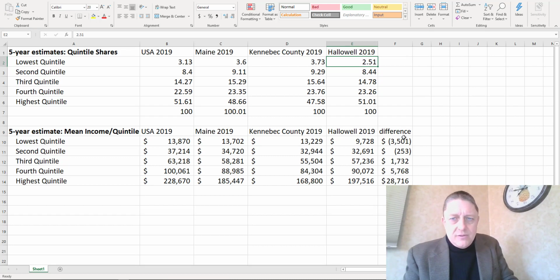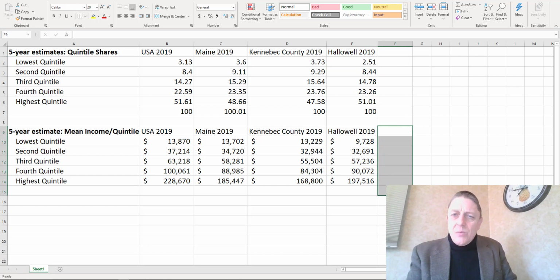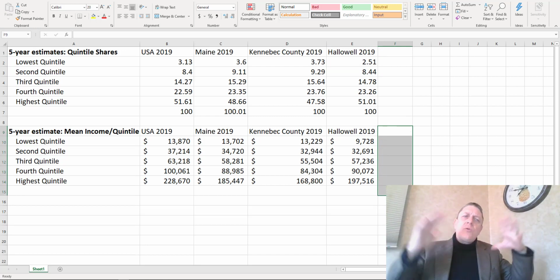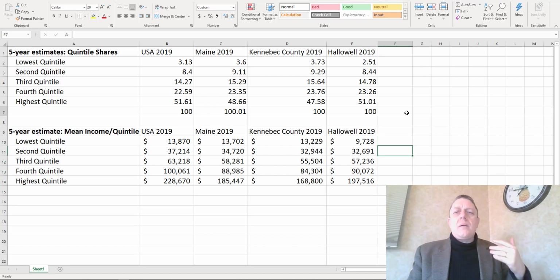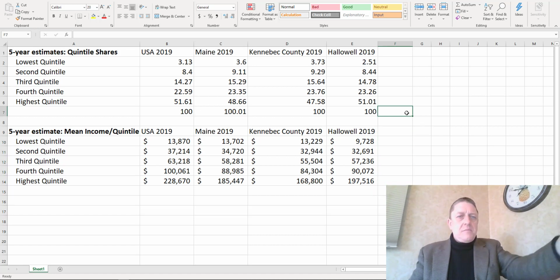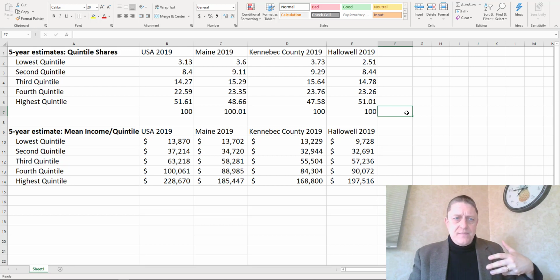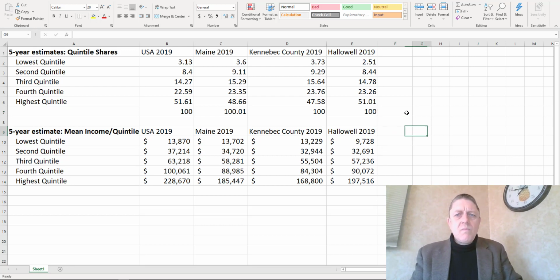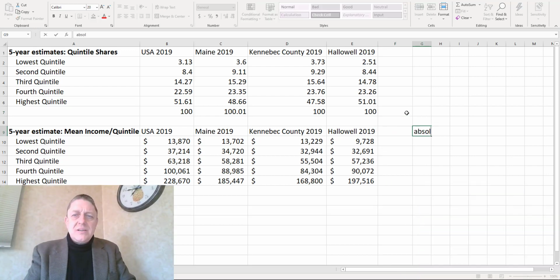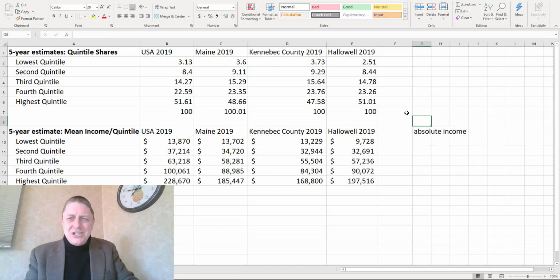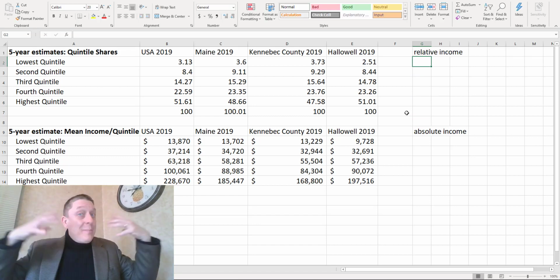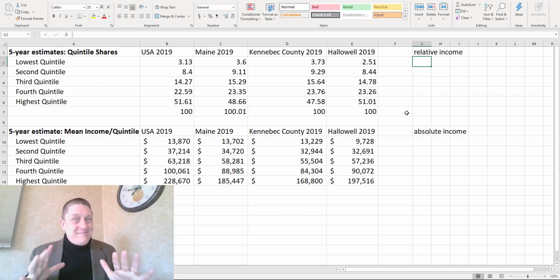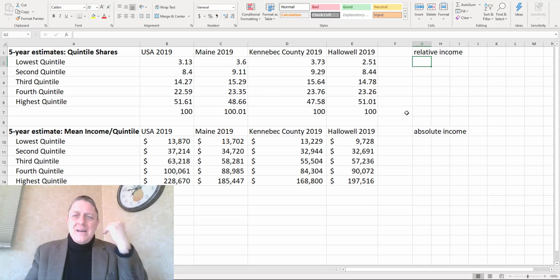The last thing I want to point out is forest for the trees, what we're looking at here. When you are looking at both of these kinds of information, this is absolute income here, in dollar terms. This is relative income compared to your neighbors. Okay, that's important to note.